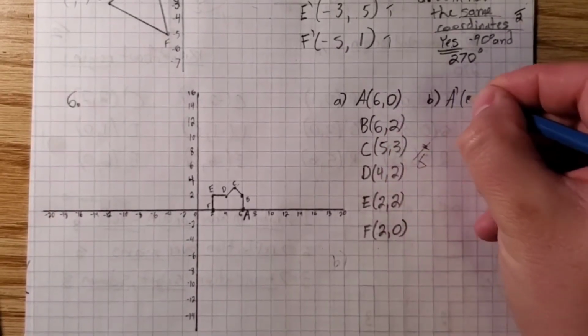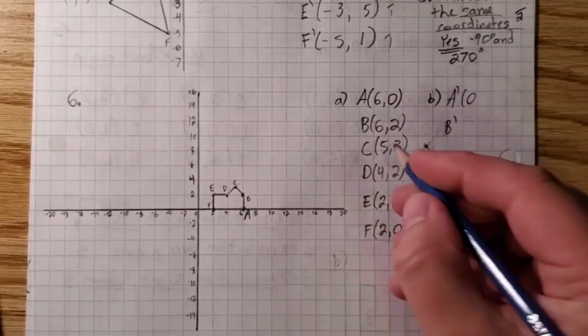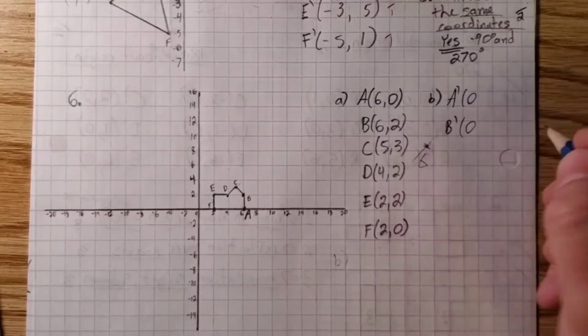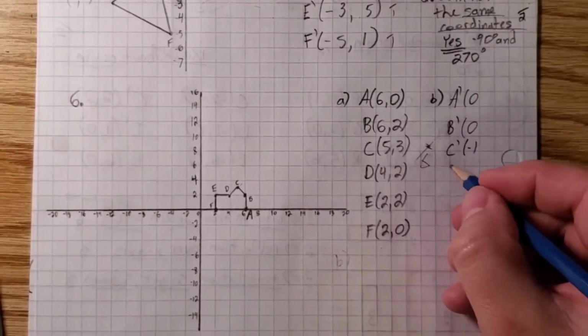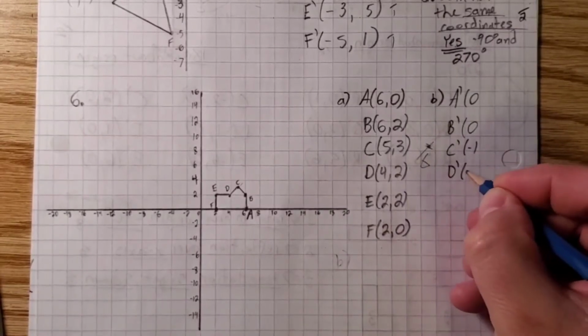6 subtract 6 is 0. 6 subtract 6 is 0. 5 subtract 6 is -1. 4 subtract 6 is -2.